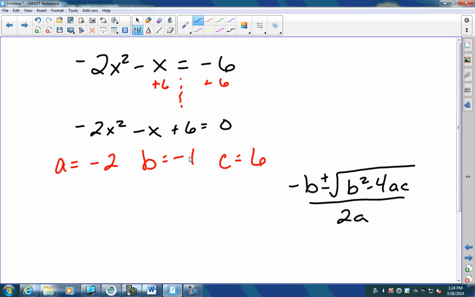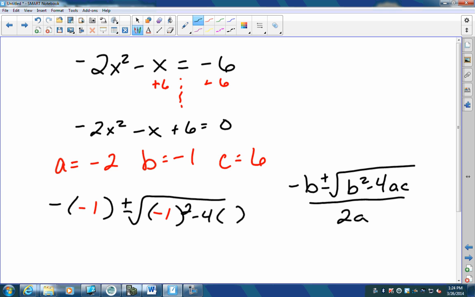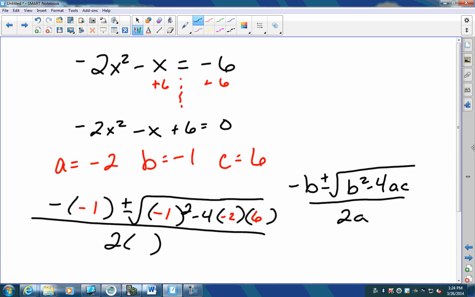So when you guys put these in, first off, it says -b. You should have done negative and then had -1 plus or minus the square root, right? B squared, -1 squared minus 4 times A. Let's see, what was A? -2 times C, which is 6. All over 2 times A. A is -2.